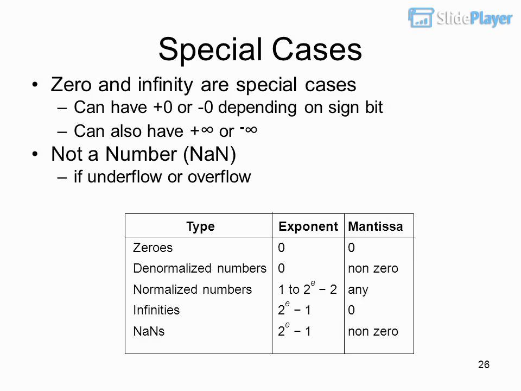Can have plus 0 or minus 0 depending on the sign bit. Can also have plus or minus infinity. Not a number, NaN, results from underflow or overflow. Type, exponent, mantissa: zeros; denormalized numbers with non-zero mantissa; normalized numbers with exponent 1 to 2^e minus 2; infinities with exponent 2^e minus 1.